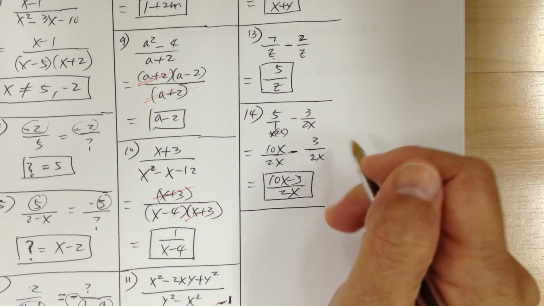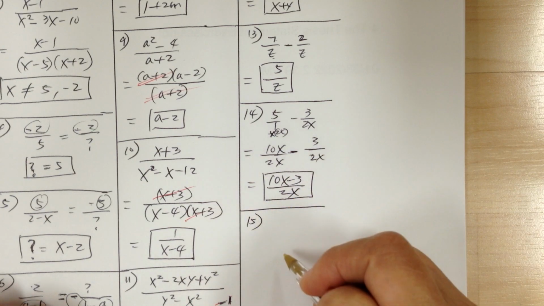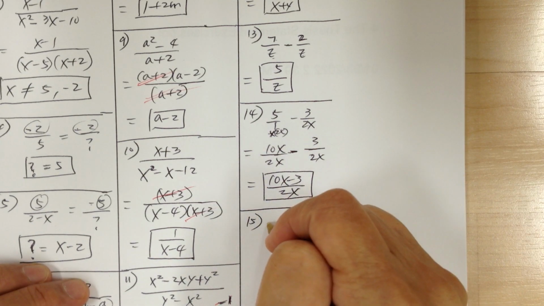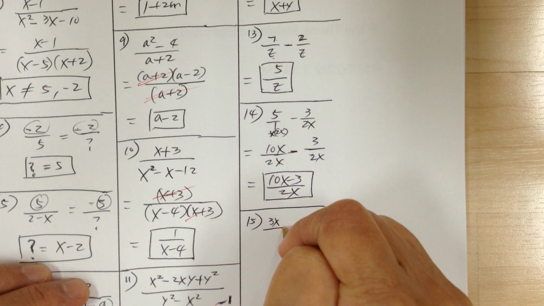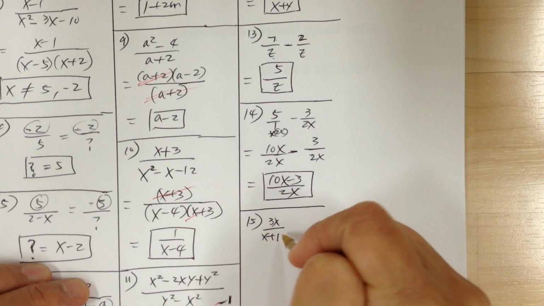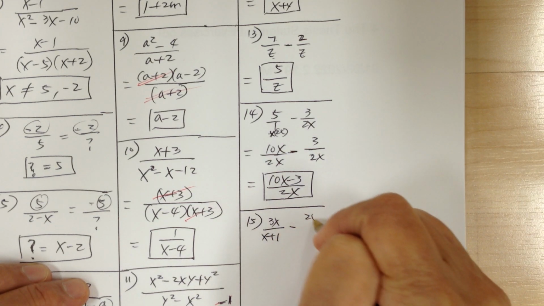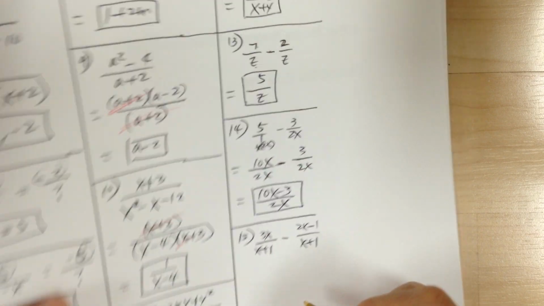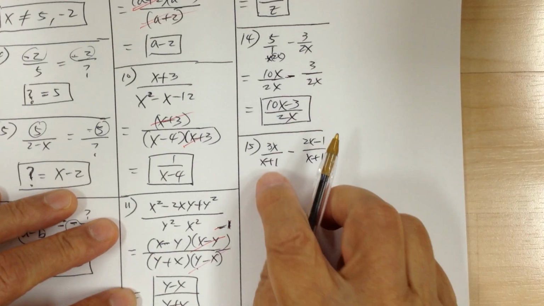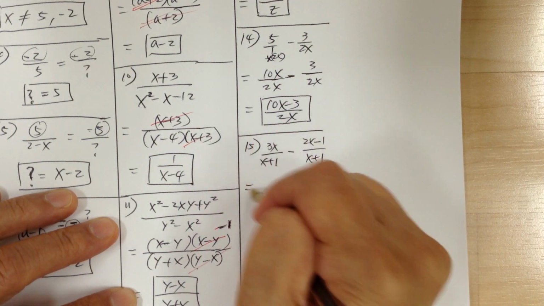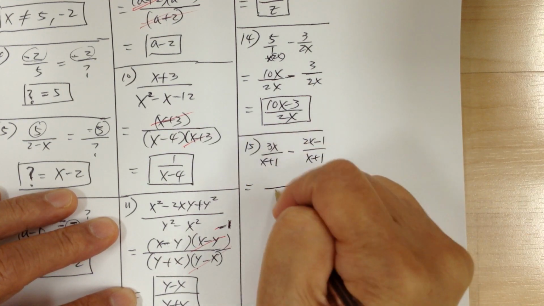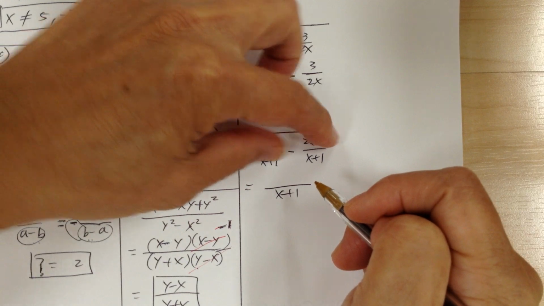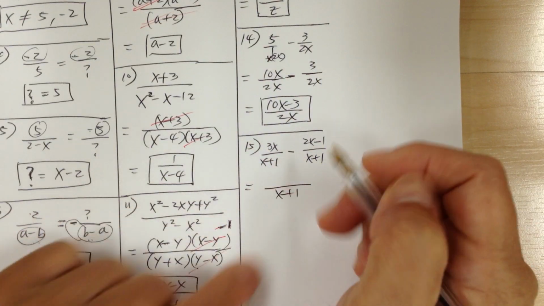Okay, let's go to number 15. You have 3x over x plus 1 minus 2x minus 1 over x plus 1. Now see this one over here, again, first thing you do is check for a common denominator. This one has a common denominator, so that's kind of nice. So you can just put all this together, and you have to be careful with subtraction.